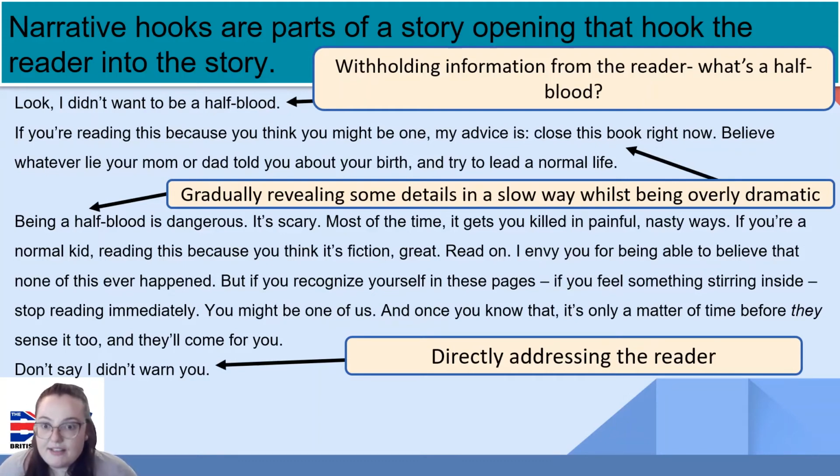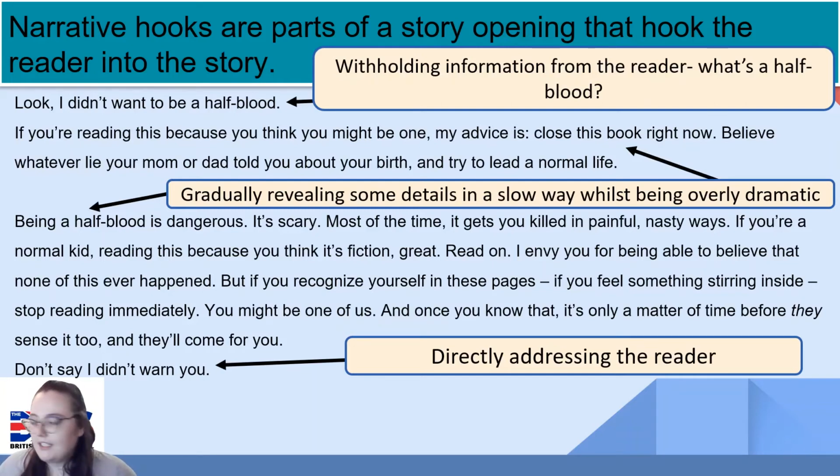Now, this is going to bring the reader in more. It's going to make them more interested. It's going to make them think about their own situation. Are they a half-blood? Could they be a half-blood? What is it like being a half-blood? Would they enjoy being a half-blood or would they hate it? Okay, so all these things add together to create a really effective opening.